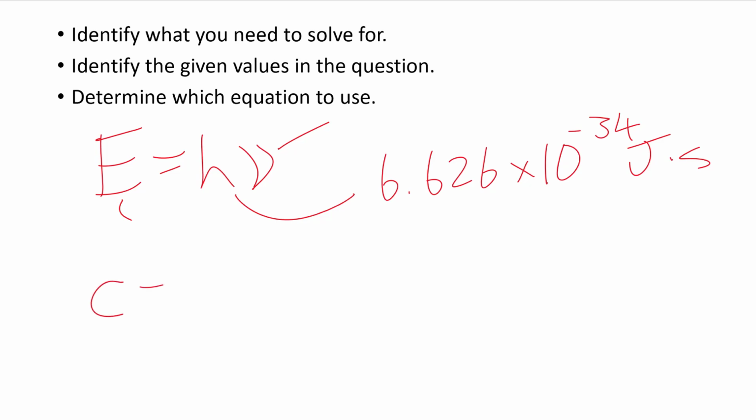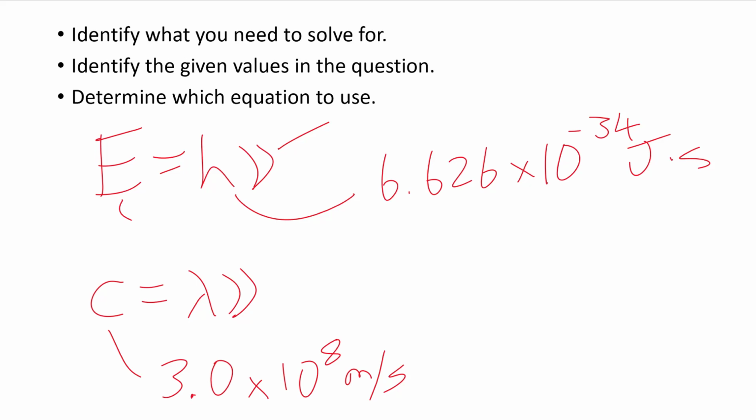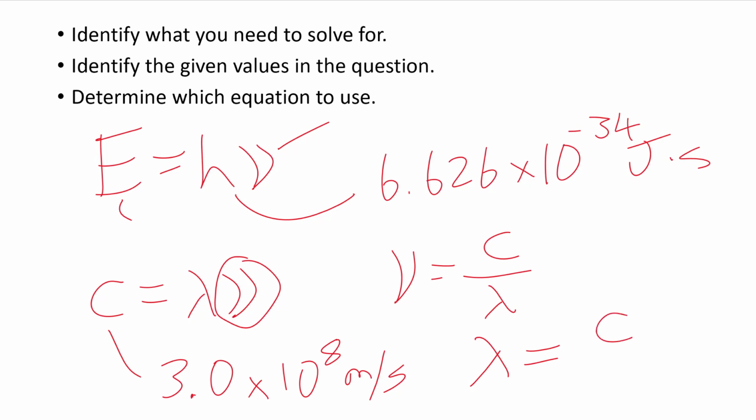You'll also be given the equation C, which is the speed of light. That value is 3.0 times 10 to the 8th meters per second. Again, you don't need to memorize this. It's going to be given to you. And C is equal to lambda nu, the wavelength times the frequency. So you can rearrange this equation. If you want to solve for nu, you can divide both sides by lambda, and you get nu equals C divided by lambda. You can also solve for lambda by dividing both sides by nu, and you get C over nu is equal to lambda.